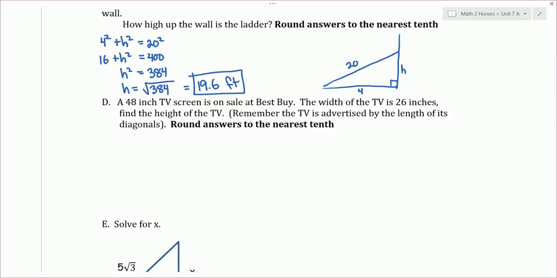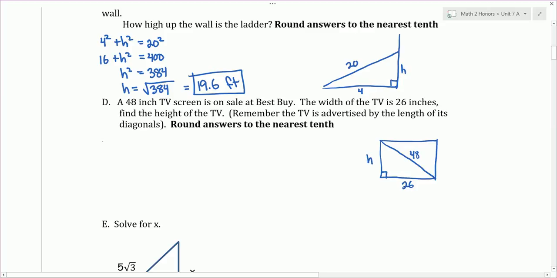Part D. A 48-inch TV screen is on sale at Best Buy. The width of the TV is 26 inches. Find the height of the TV. Remember, the TV is advertised by the length of its diagonals. So here's our TV screen. It's a 48-inch TV, so if we draw a diagonal, the diagonal length is 48 inches. The width of the TV is 26 inches. It's a right triangle, and we're looking for the height.